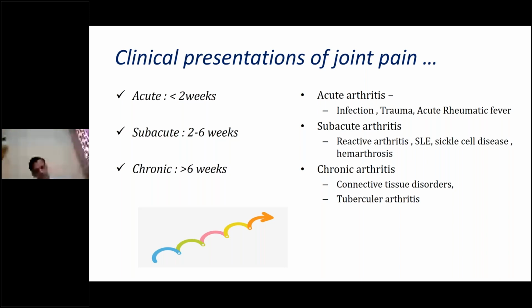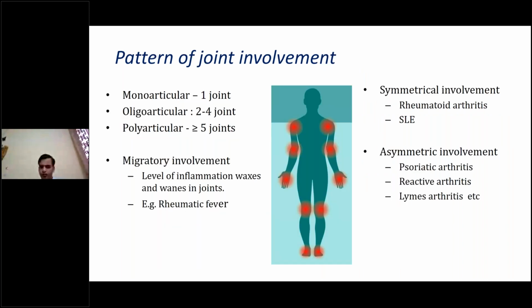All the connective tissue disorders may be monoarticular, polyarticular, or oligoarticular, depending on the number of joints involved. And sometimes, in some conditions, chiefly pertaining to medicine, the joint pain keeps on waxing and waning, and keeps on moving from one joint to another joint. For example, in rheumatic fever, the inflammation settles in one joint and then goes to another joint.